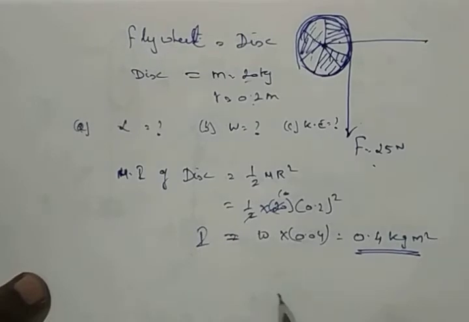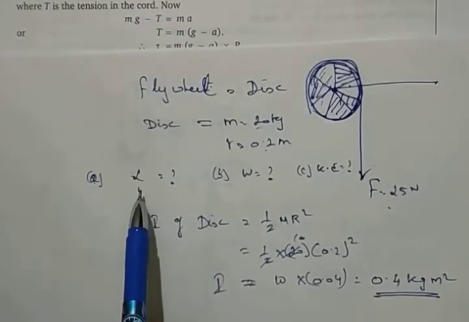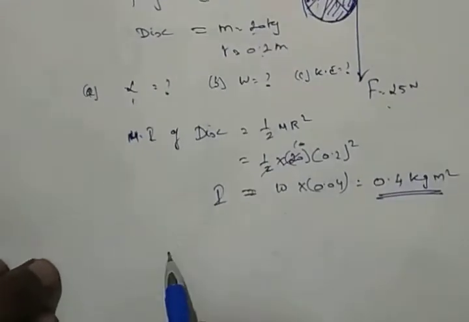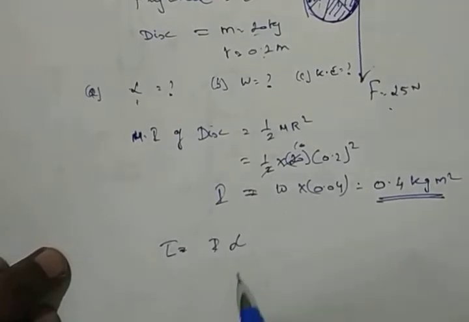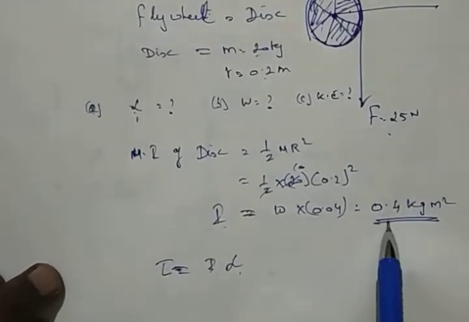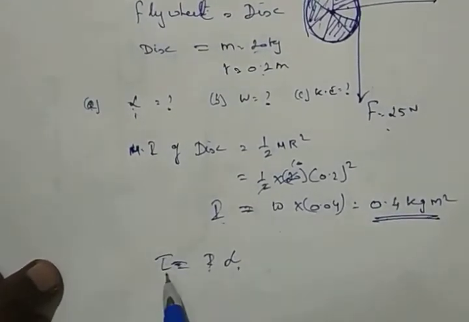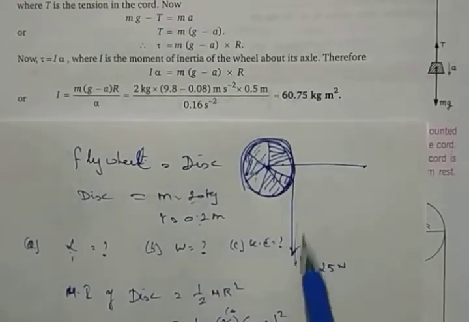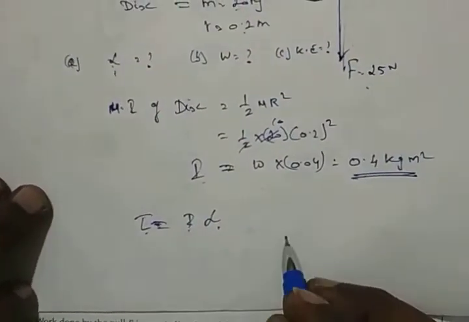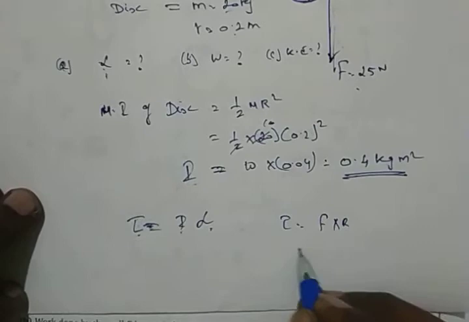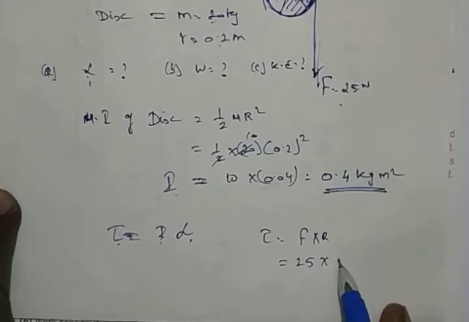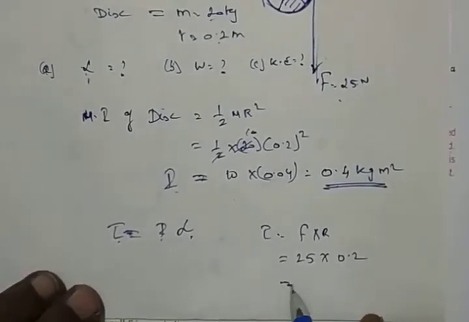The next line is alpha is to find out. Now you can easily find out alpha as torque is equal to I alpha. This is the first one. Torque is going to be equal to I into alpha. So we need to find out alpha. I is already there. Torque, how to find out? This is the force into perpendicular distance, which is the radius. So torque is going to be equal to 25 newtons, the applied force, into the radius 0.2. So that's what the torque is.